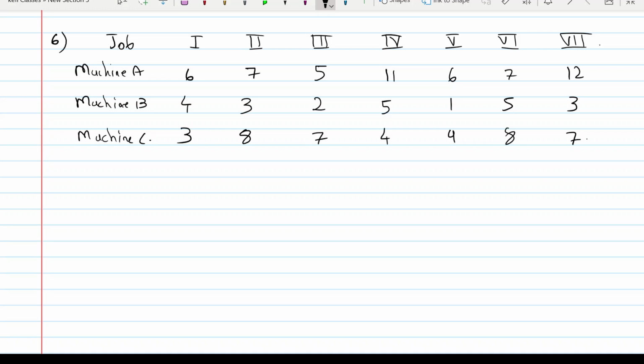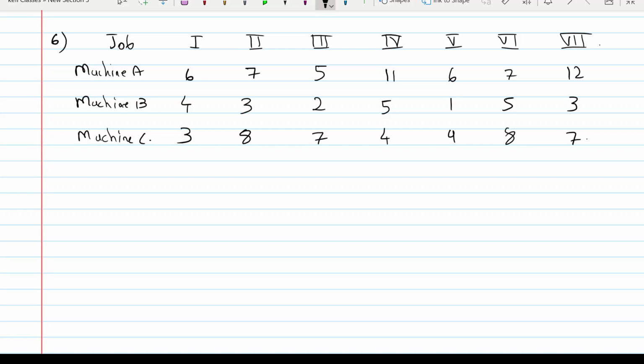We imagine two fictitious machines, machine G and machine H. So we'll be converting it to a two machine problem, and there are certain rules for finding this G and H, and for whether we can solve this problem further or not.